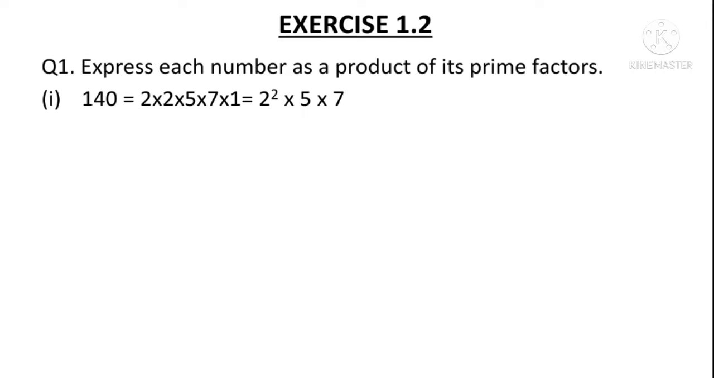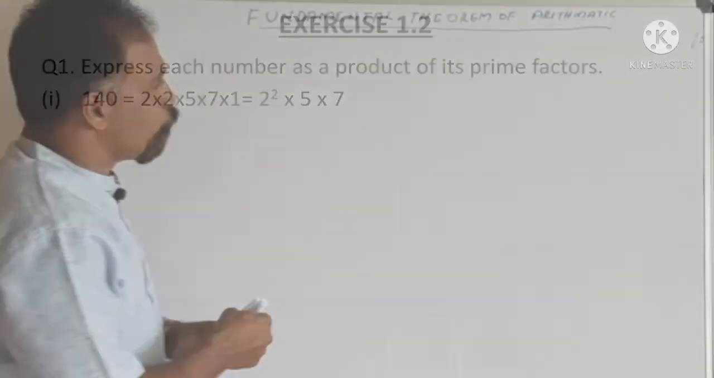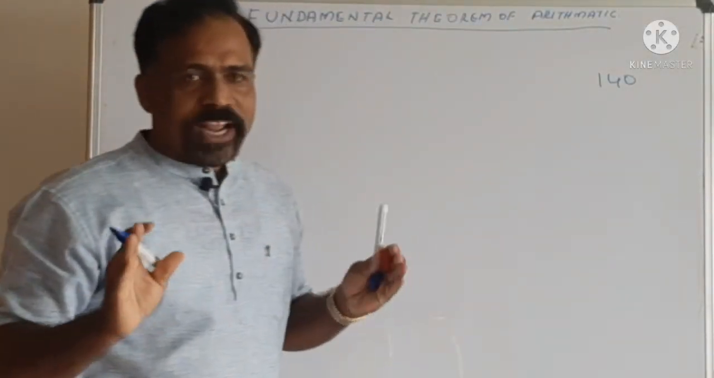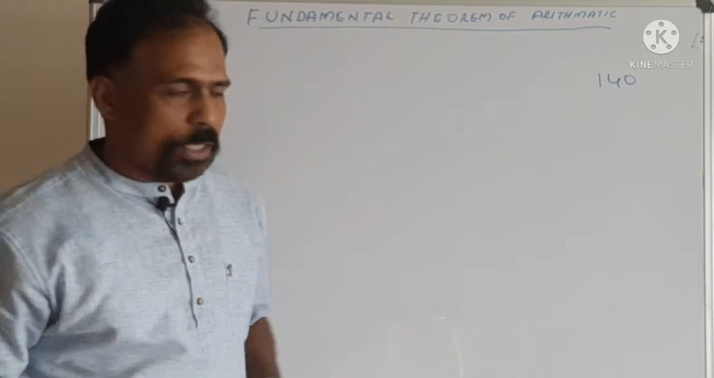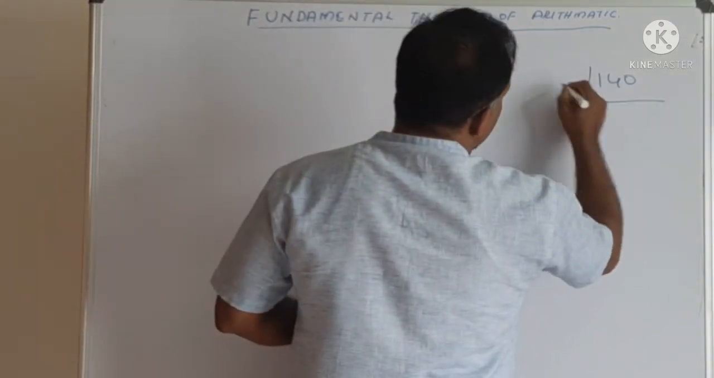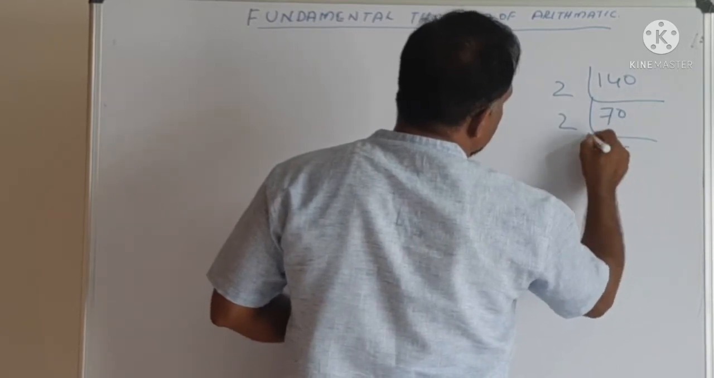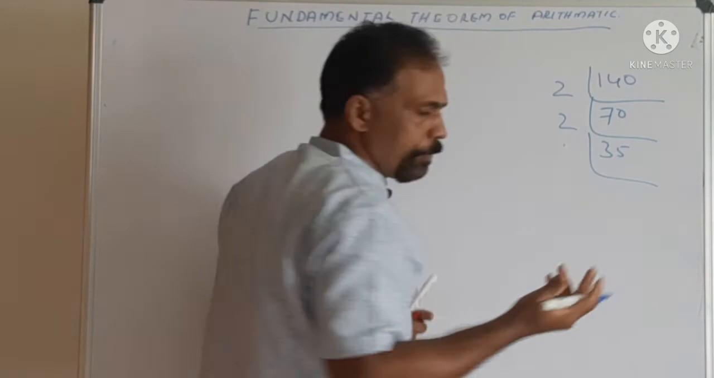So the first case is 140. We have to do the prime factorization of 140. Let us start with 2. So it is 70, again 2, we get 35, again 2, we cannot do it with 2.